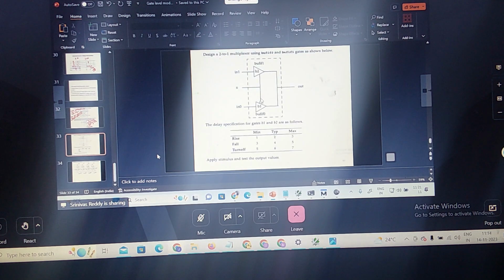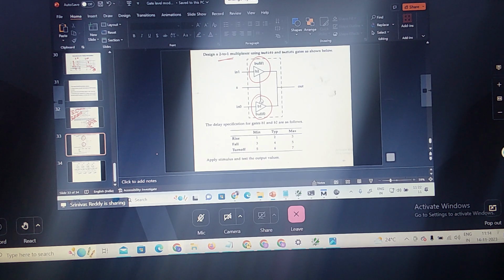The second question is, design a 2x1 mux using BufF 0. What does BufF 0 mean? Buffer with active enable. BufF 1 means what? Buffer with active enable. So this is BufF 1, right? BufF 0 means active enable. So using buffers you should design the one.